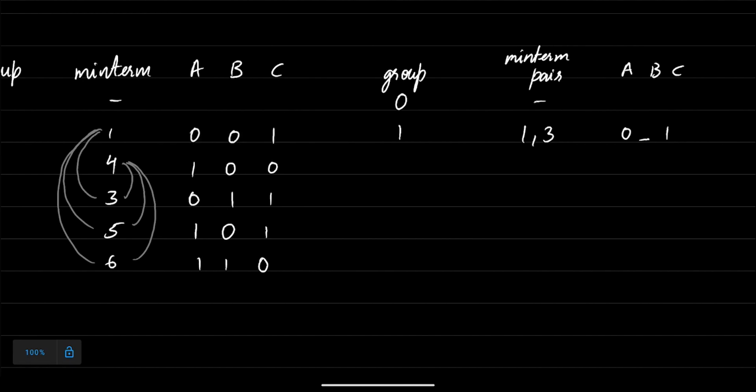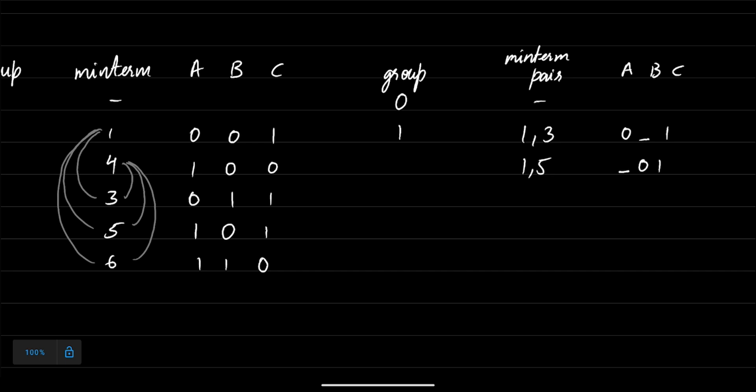Now similarly for 1 and 5, we are going to make the comparison. This bit does change, this bit doesn't, and neither does this bit. So we are going to write it out as dash 0 1, which is achieved by the 1, 5 minterm pair.